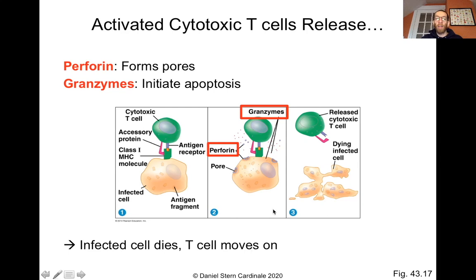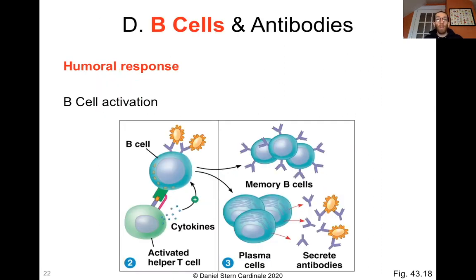Once that infected cell dies, that T cell is going to move on and search for other APCs that are infected cells that it can do the same process to. The other side of this adaptive immune response pathway is the humoral response, and that's going to be mediated by B cells and also antibodies. Like cytotoxic T cells, B cells also require two separate signals in order to be activated. First, they need to actually detect the pathogen. So we can either have APCs or antigen fragments just floating around, or the whole pathogen itself binding to those antigen receptors.